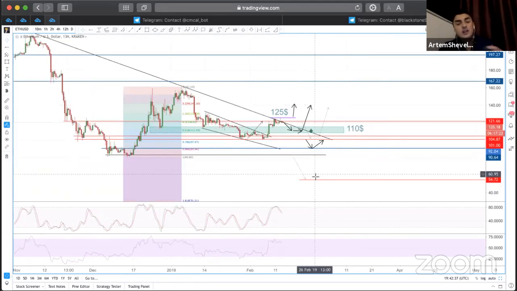So in any of these cases, you need to prepare your funds. You need to prepare your order sizes, because if you're going to enter right now to buy and hold, you're probably going to make a mistake. You're probably going to be stupid, because if you enter right now and the price falls below 90, you're going to feel really, really bad because of the loss, right?